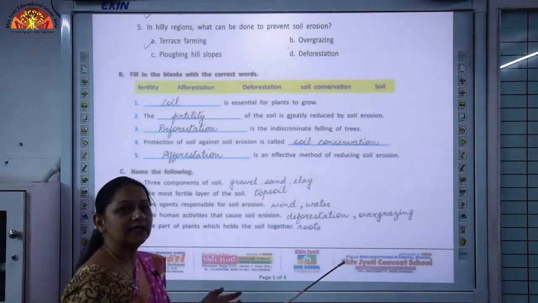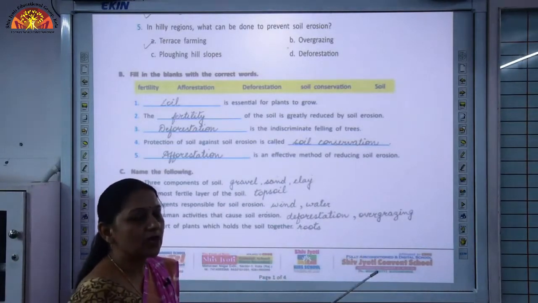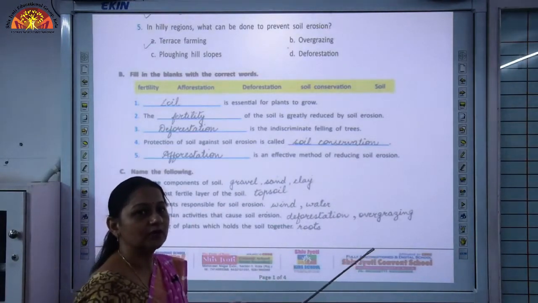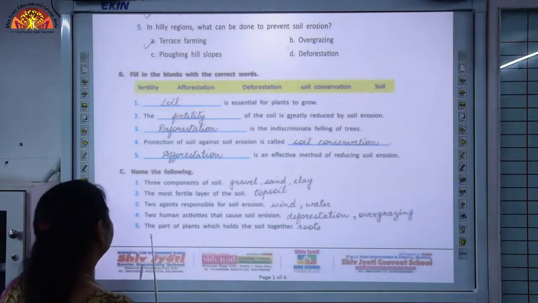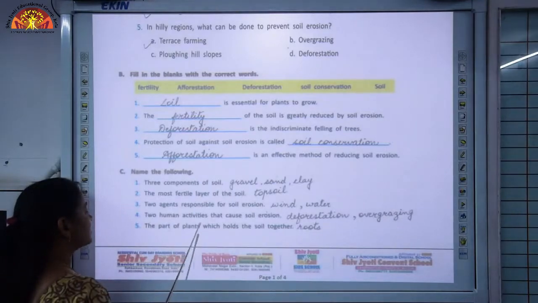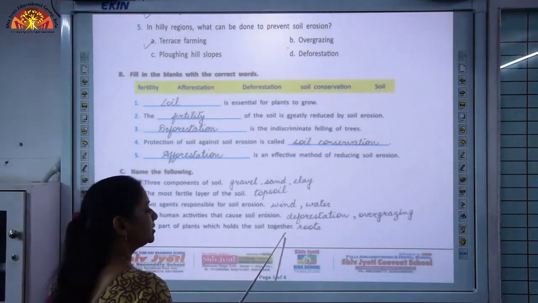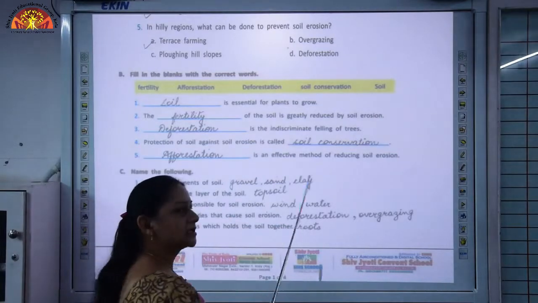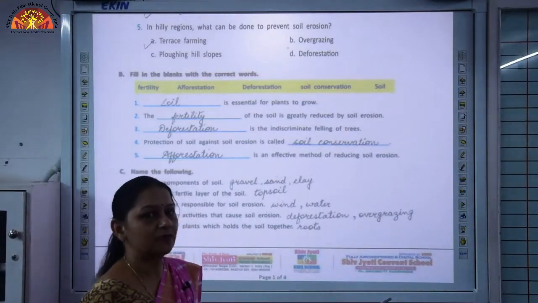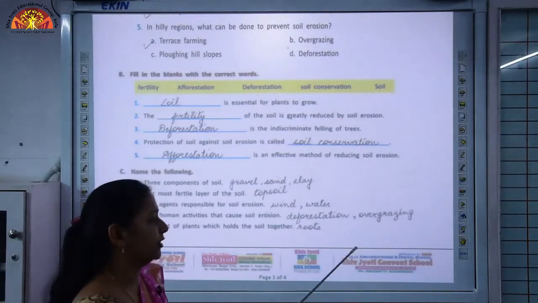When the cattle eat up the crops which are growing on the farms, they lead to soil erosion. Fifth one, the part of plants which holds the soil together. The part which is below the ground, that is roots. They hold the soil and thus prevent soil from being eroded away.